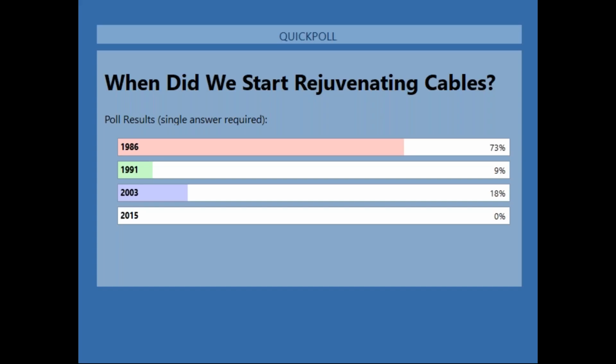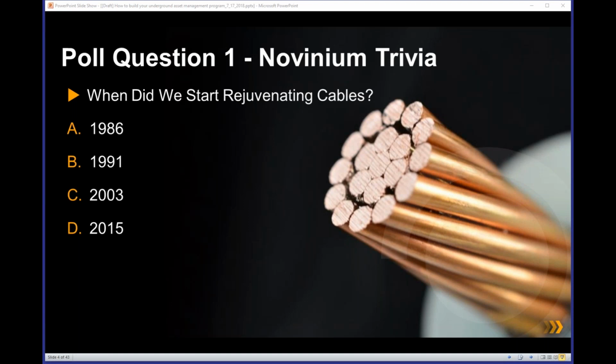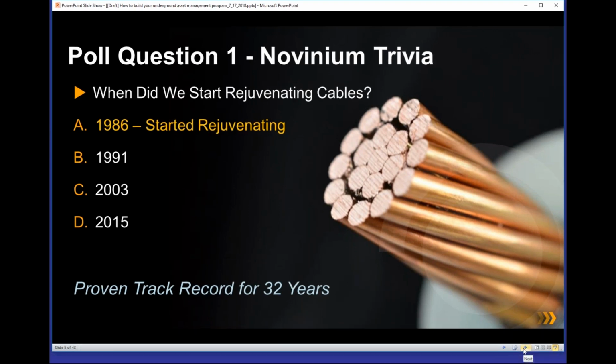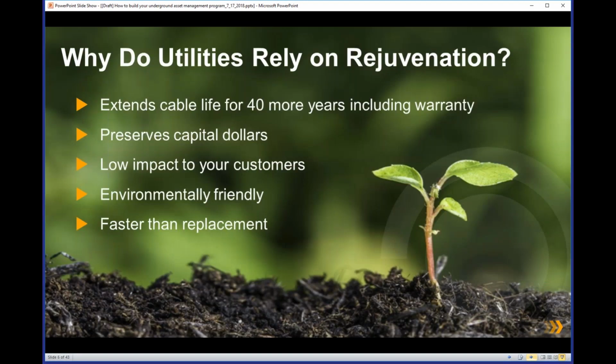Well, we've got some bright people on this webinar today. 73% of you said 1986, and you would be right. Novinium actually has a 32-year track record working with hundreds of utilities, from small, medium-sized cooperatives and municipalities with, say, 5,000 electrical meters, to even the largest investor-owned utilities with greater than 5 million electrical meters or ratepayers. And so we've got a long track record of rejuvenating power cables.